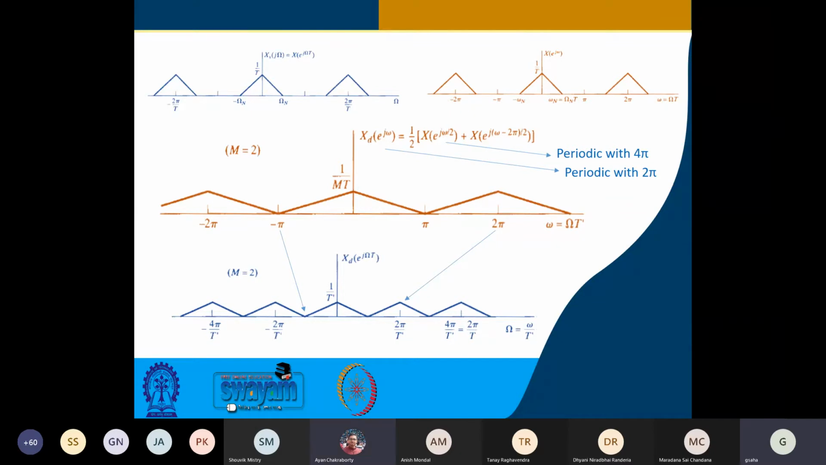Sir, here is the energy being conserved in the frequency spectrum? Yes, energy is conserved.